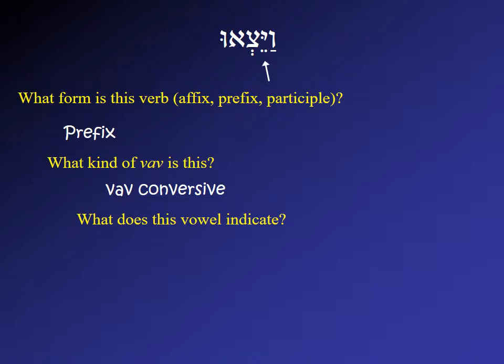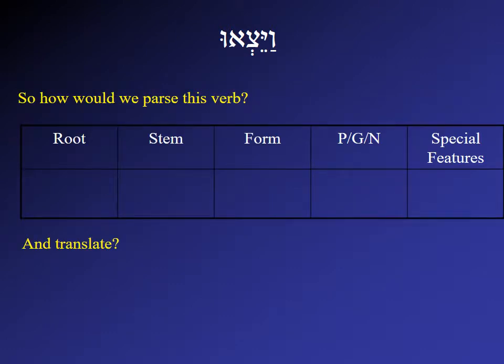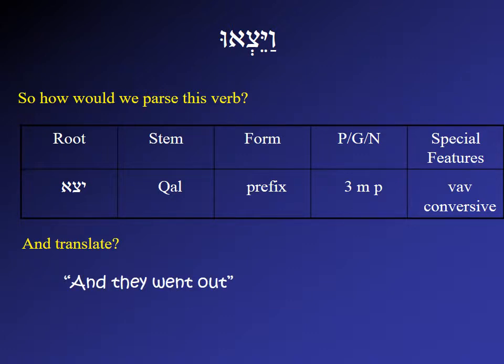The vowel under our prefix is a tzere, and so we have seen many times recently that the tzere under the prefix indicates that we have a first yod root. So if we want to parse our form vayetzeu, then we have a first yod root, yatsa. Our stem is kal, prefix, third masculine plural because of the shurek prefix complement, and this is a vav conversive. Put all that together, and the translation is, and they went out.